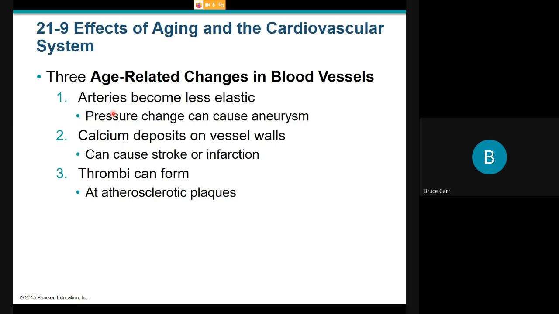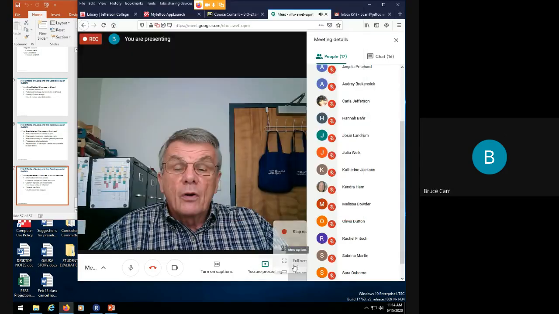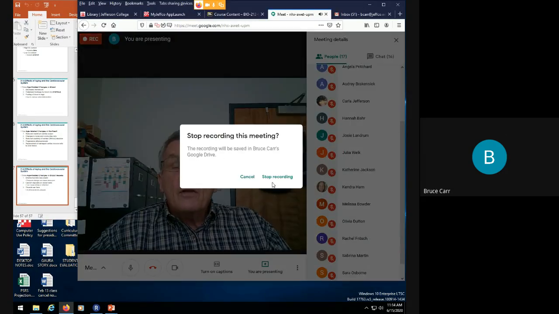Pressure changes can cause aneurysms, little places where the artery wall bulges out with the heartbeat and eventually can break. Calcium deposits, for some reason, as little black spots, start developing on vessel walls. And they can cause strokes, they can cause cardiac infarctions. And clots, thrombi, can form around the atherosclerotic plaques that are developing throughout the system. So actually we have now covered the cardiovascular system.